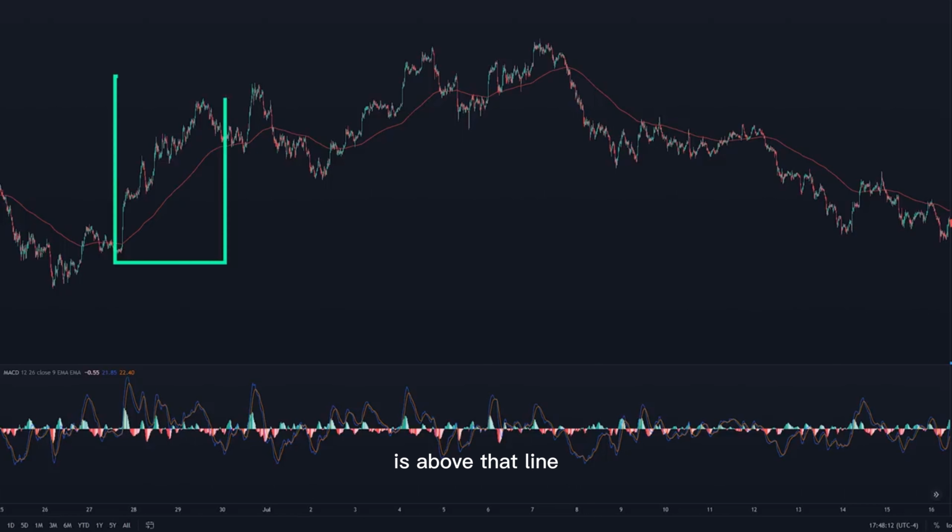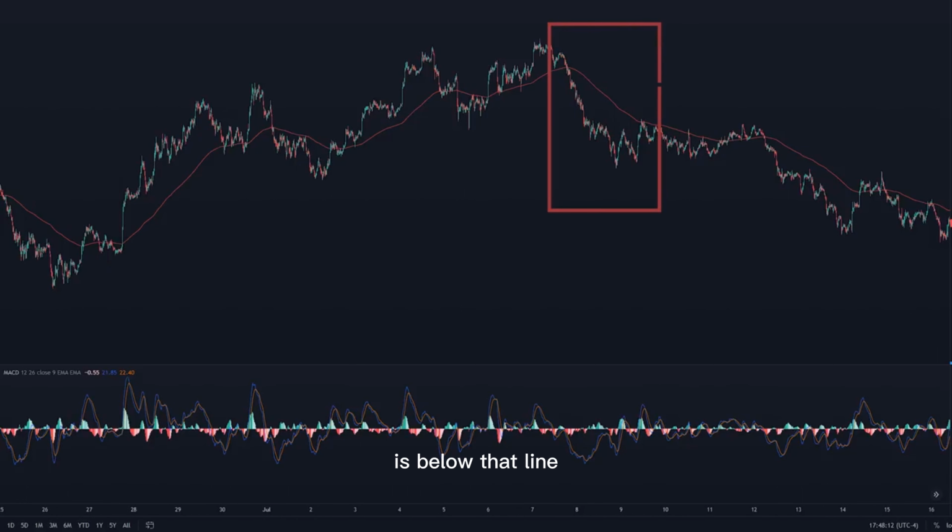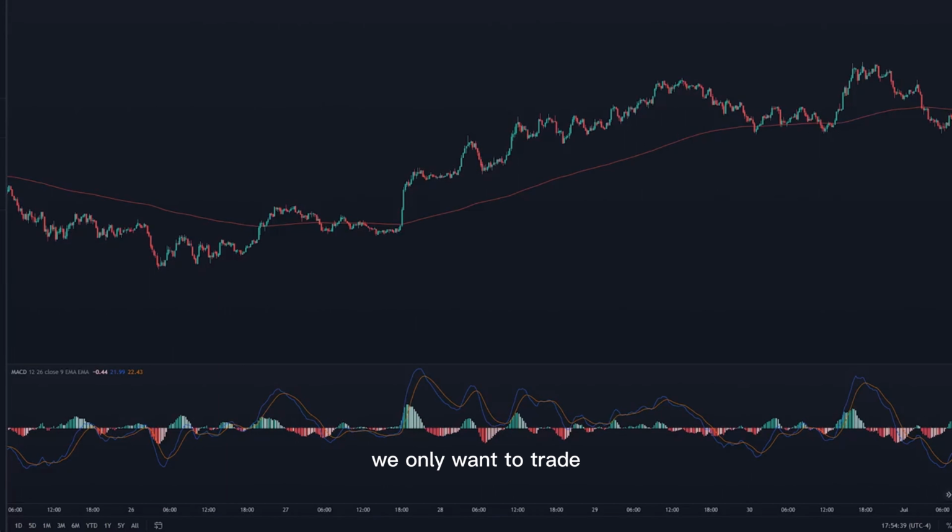If the price is above that line, the market is in an uptrend. If the price is below that line, the market is in a downtrend. So after learning that, we only want to trade in an uptrend market if we're going long, so all we have to do is put it all together.